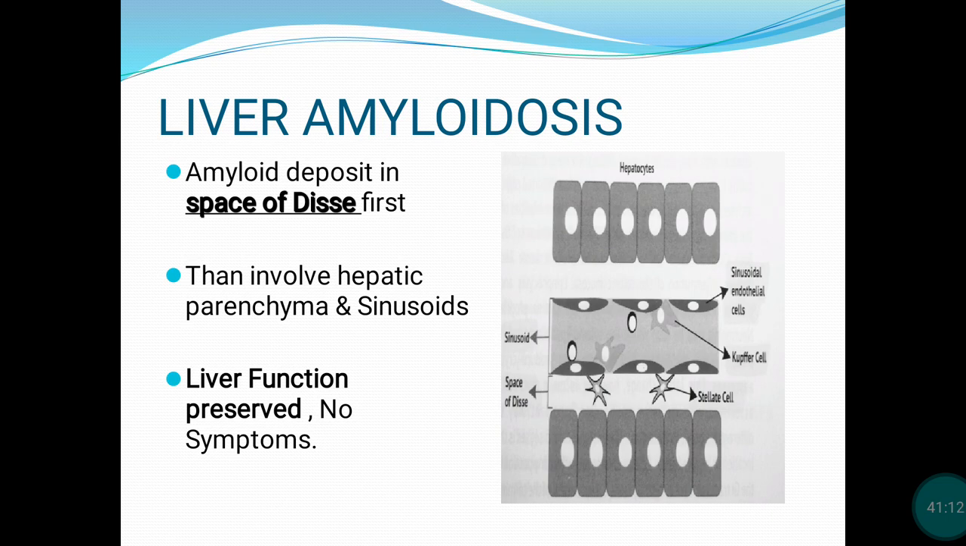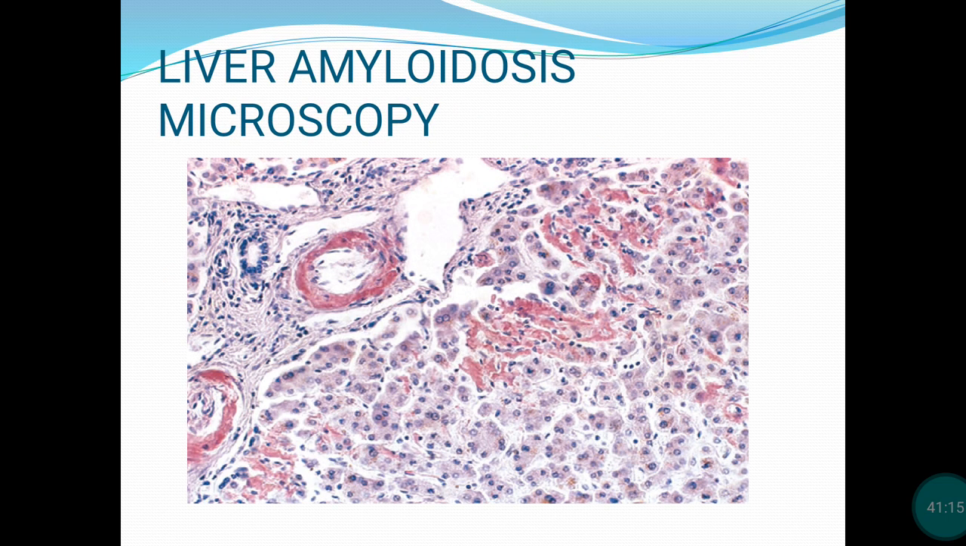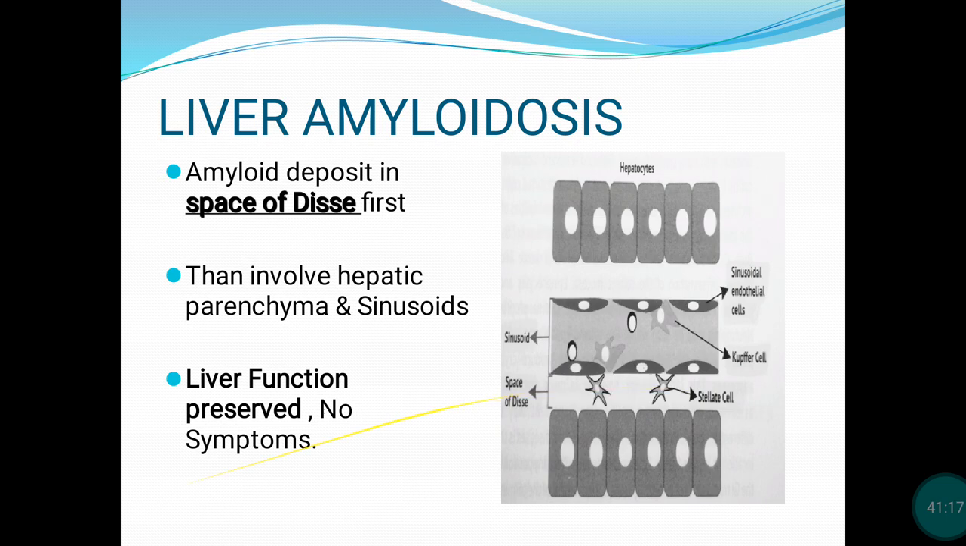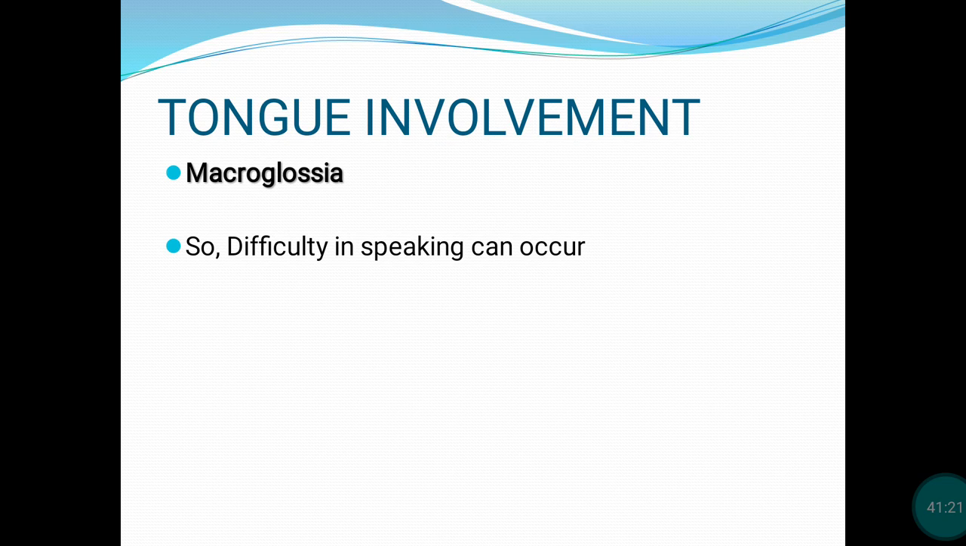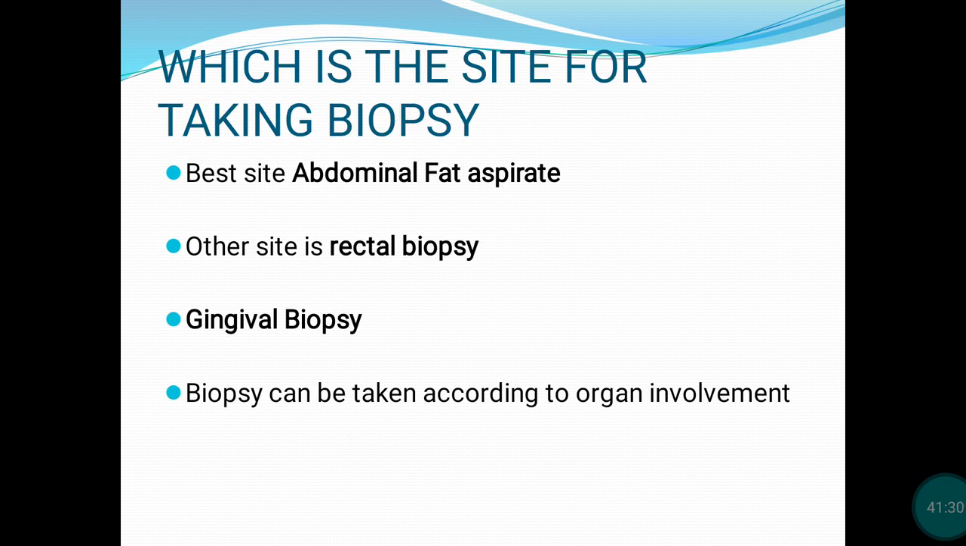In liver amyloidosis, the deposition starts in the space of Disse, the space between the hepatocytes and sinusoids. In cardiac amyloidosis, it starts in the subendocardial region. In the tongue, it can lead to thickening of the tongue, so macroglossia, which leads to difficulty in speaking. The best sites for biopsy are abdominal fat aspirate, rectal biopsy, or gingival biopsy.